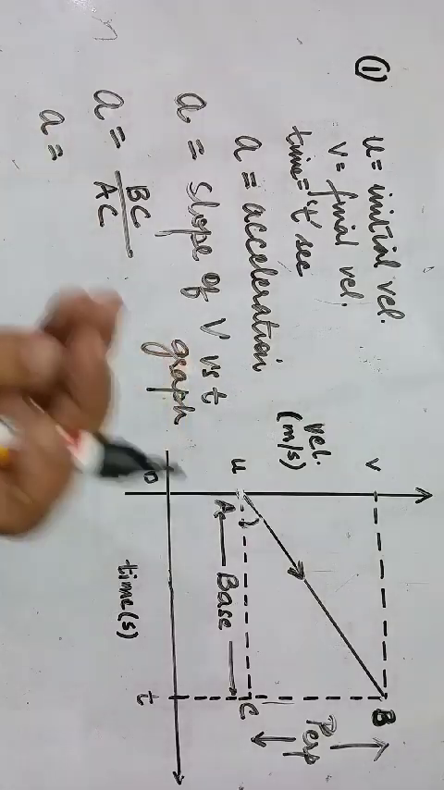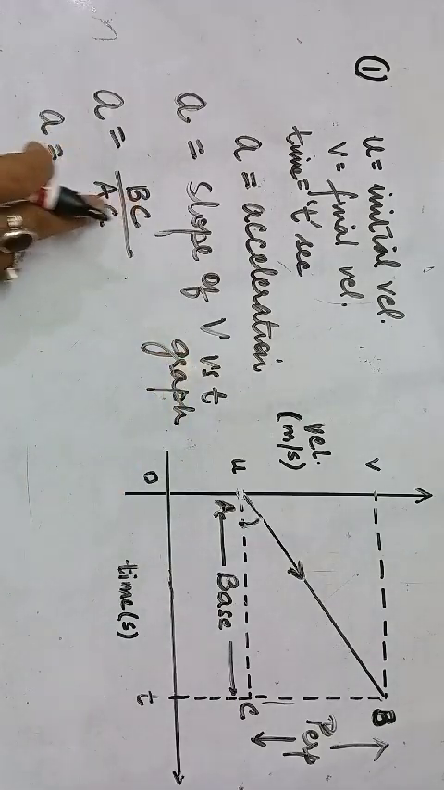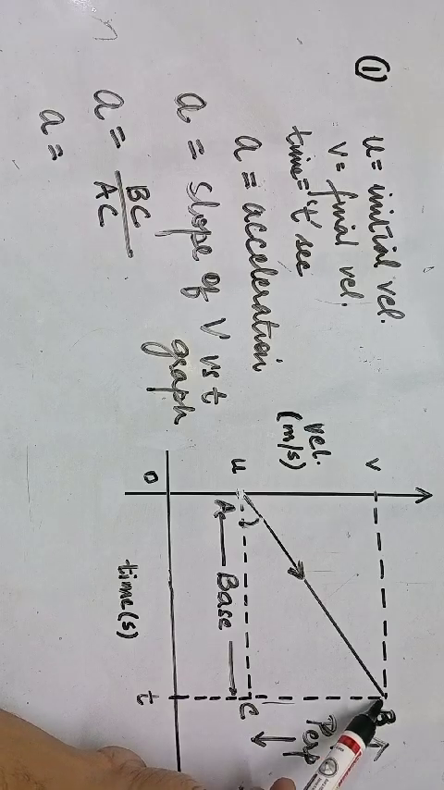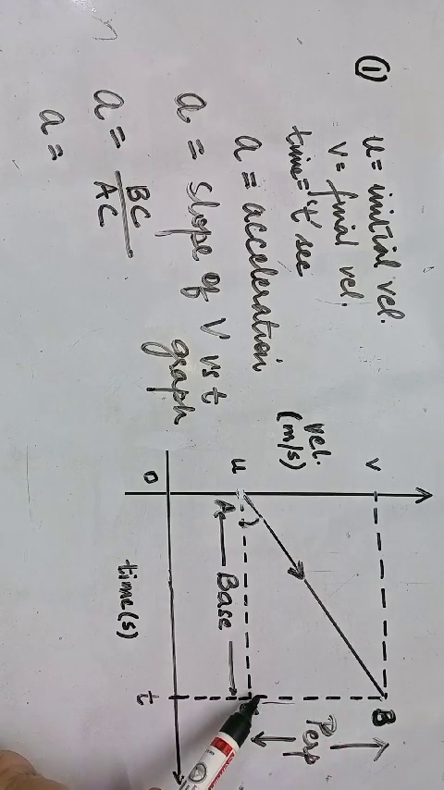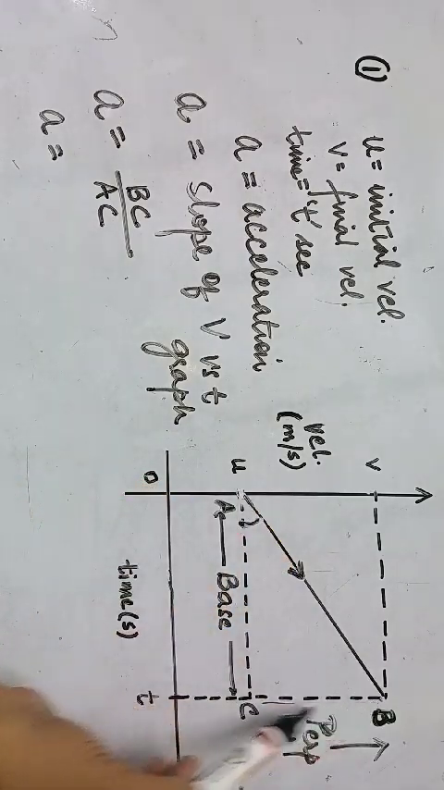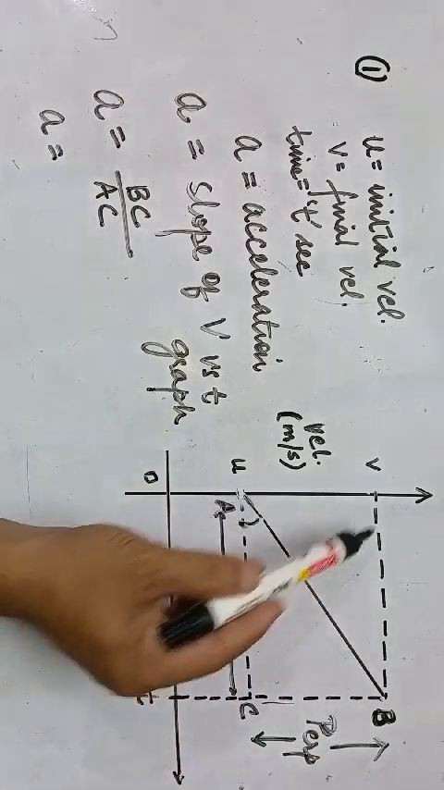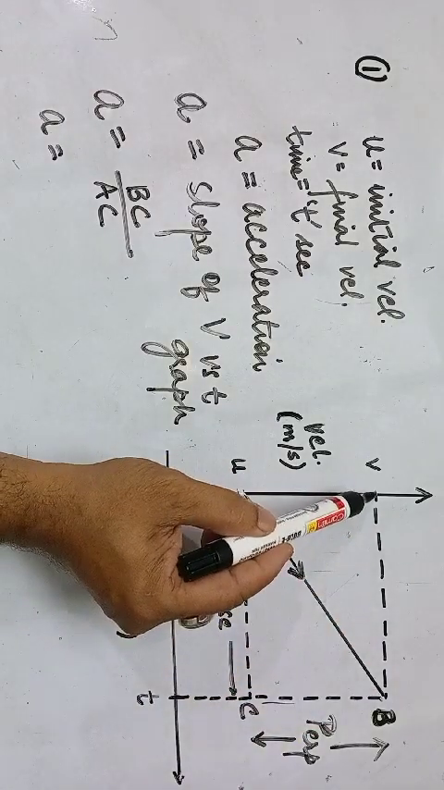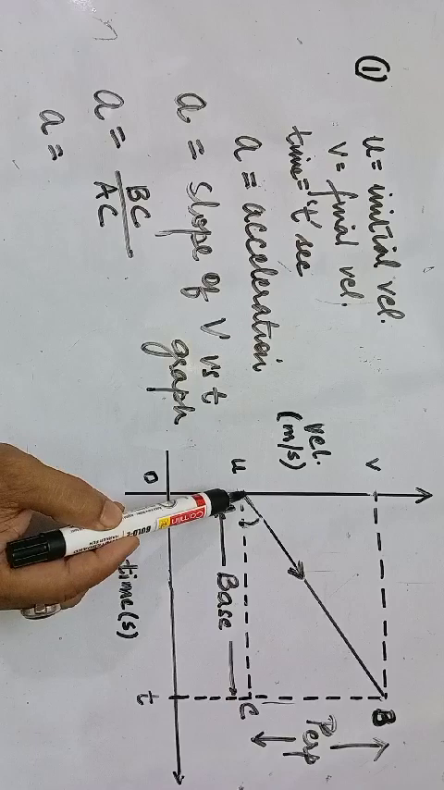Okay, so I need to bring U, V and T in place of BC and AC. So what is BC? Let's have a look. BC is this distance here, which I can translate to this distance. Because whatever is this much, same is this amount, because this is essentially a rectangle. So I need to find out the distance between this to this.